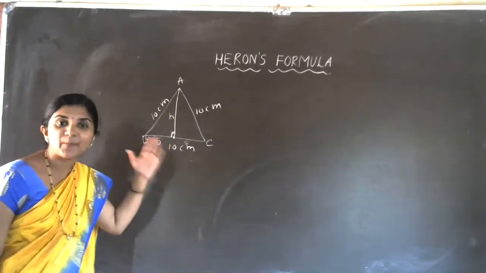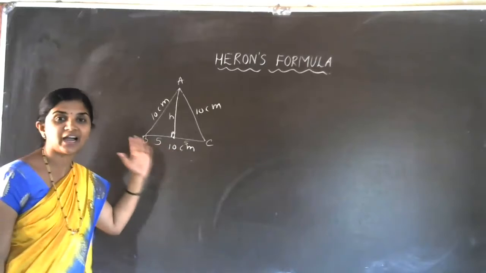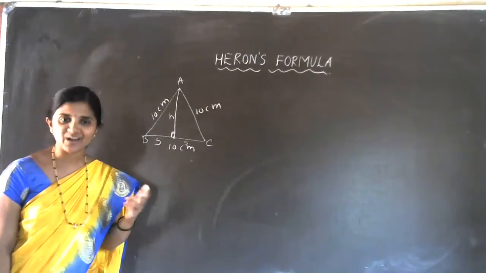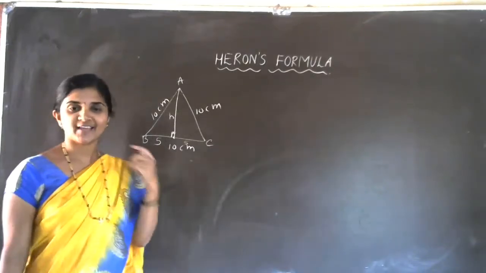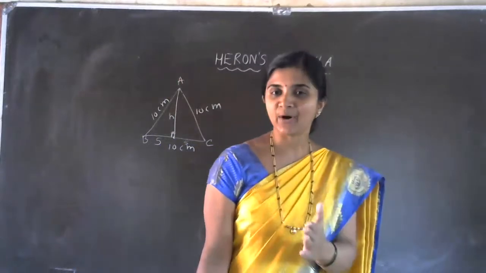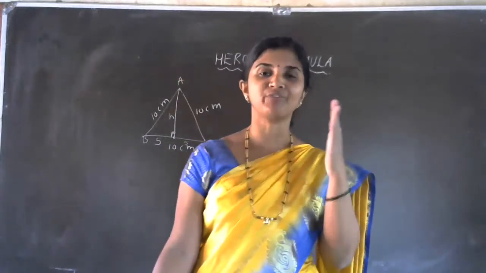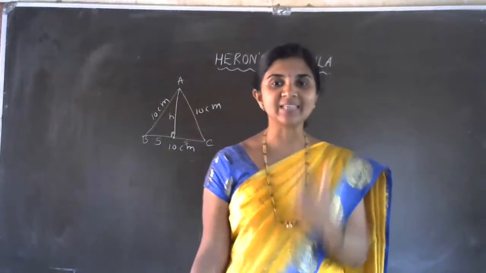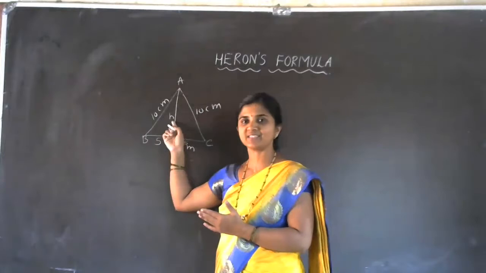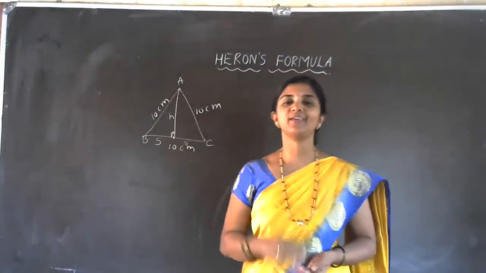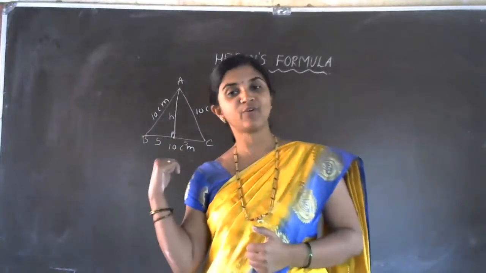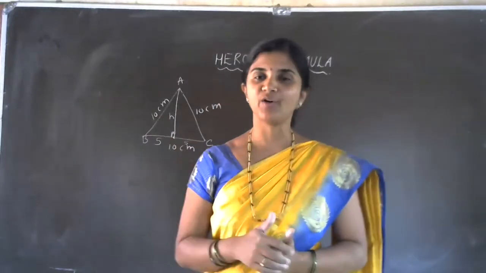Which topic do we apply to find the height of this equilateral triangle? Yes, you all know: the Pythagoras theorem. The Pythagoras theorem states that in any right angle triangle, the square on the hypotenuse is equal to the sum of the squares of the other two sides. Using that, you can easily work out the height, then use half into base into height to find the area.